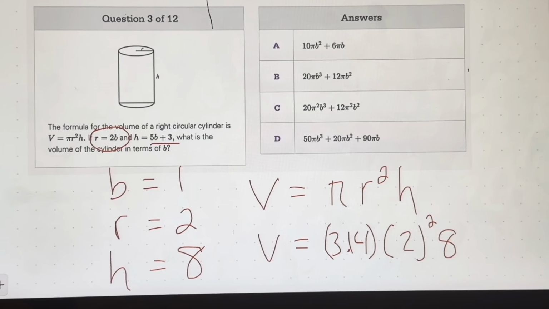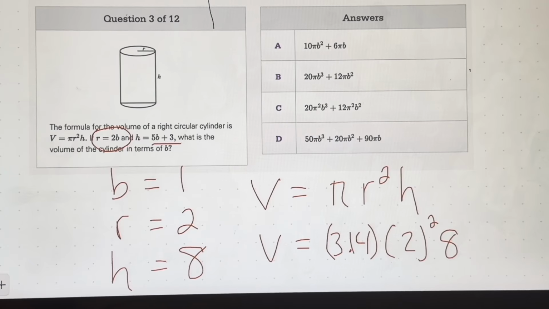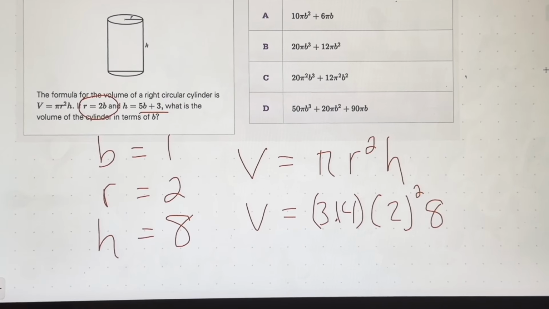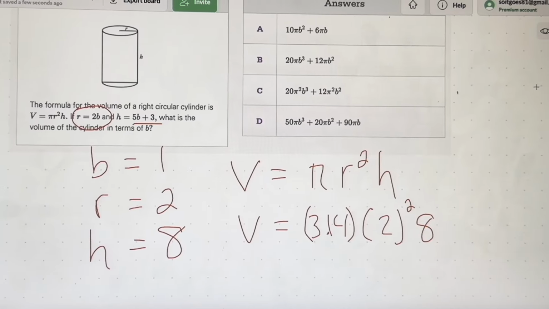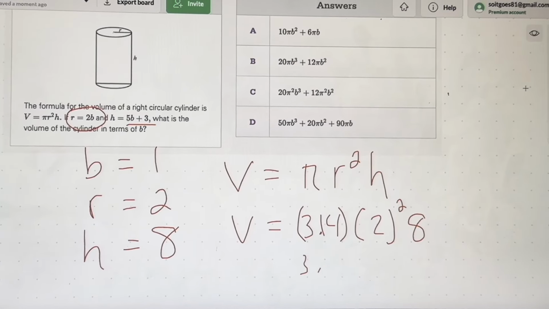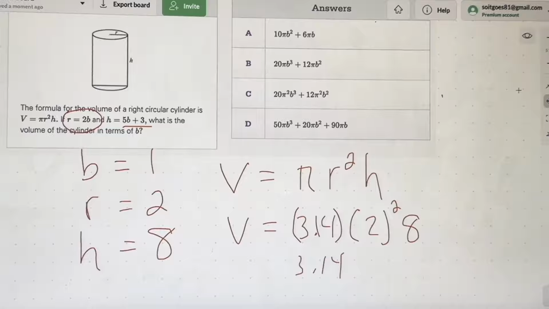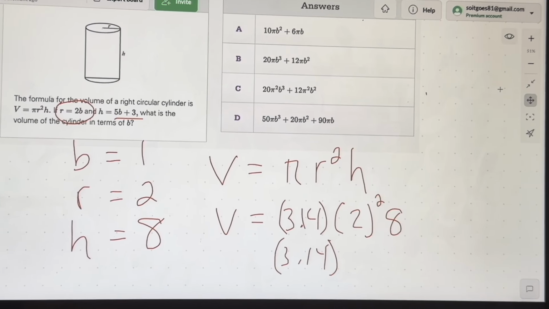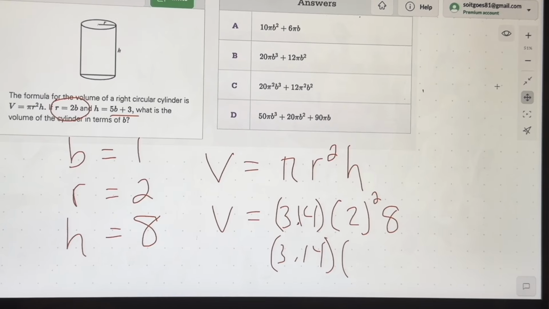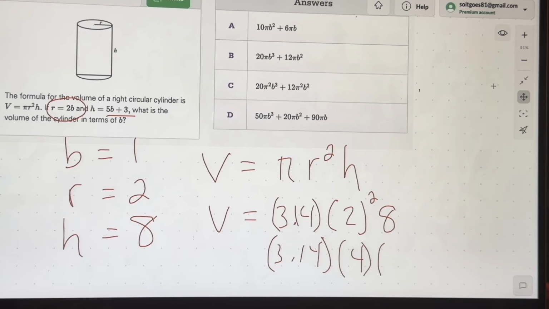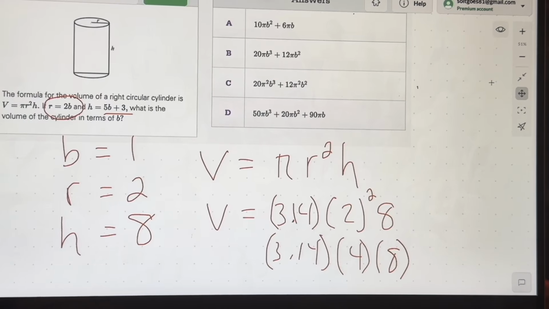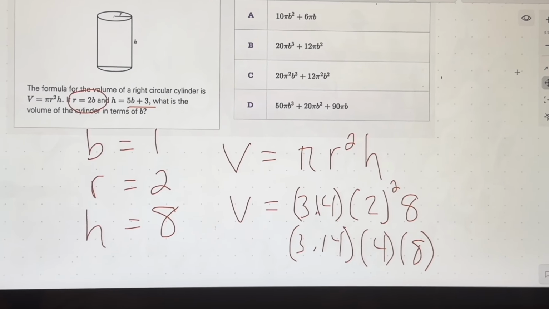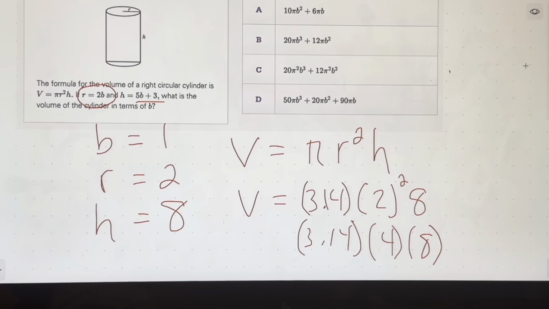All right. Before you start multiplying, I would square the 2. You know what I'm saying? I would square the 2 right here. Okay. So 2 squared is going to be what? 4. 4 times 8. Now you can multiply it all. You don't have to worry about the squared stuff. What's that equal? 100.48.